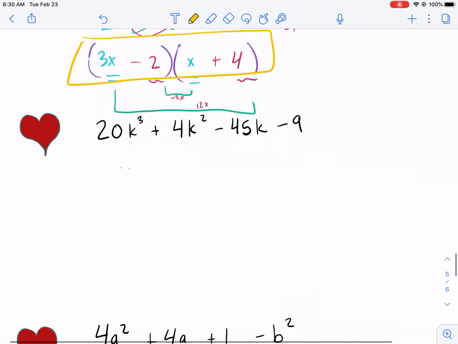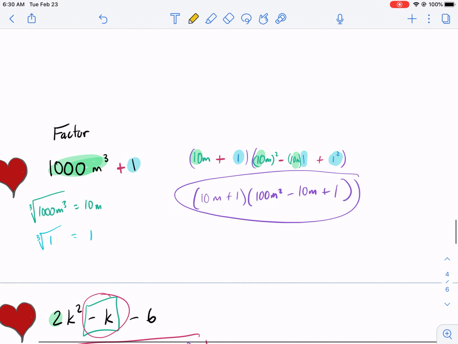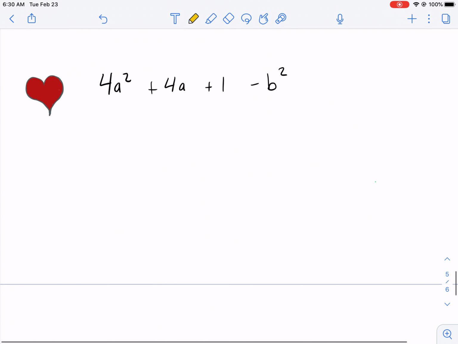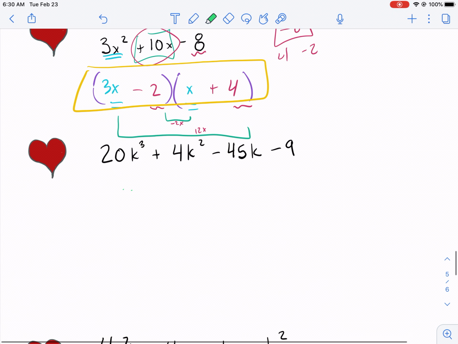Gold. Go for gold. Okay, now, more than 3 terms. Okay, this is 4 or more. So we're going to try factor by grouping. Okay, in order to factor by grouping, let's check out this.